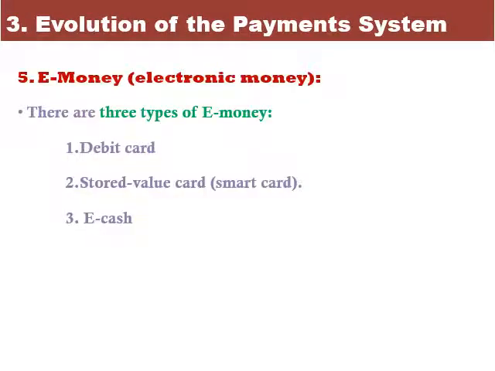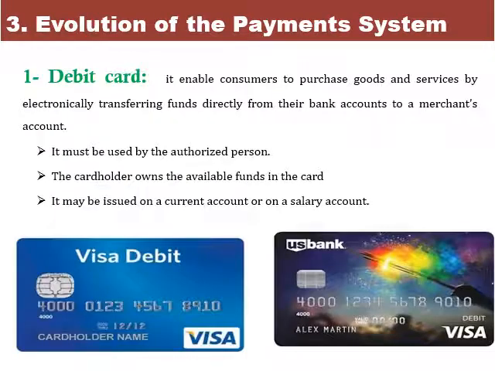Now, the fifth type of the payment methods is electronic money or e-money. In this type of money, we have three different forms, which are debit card, stored value card or smart card, and electronic cash or Ecash. Well, the first type of e-money is called debit card, which enables consumers to purchase goods and services by transferring funds directly from their bank accounts to the merchants or the store's account.